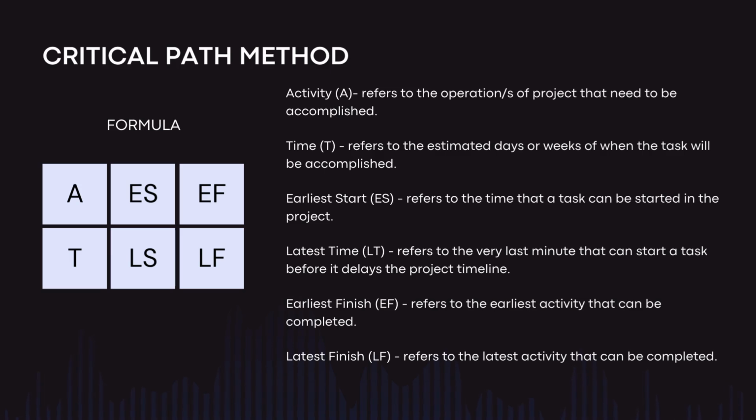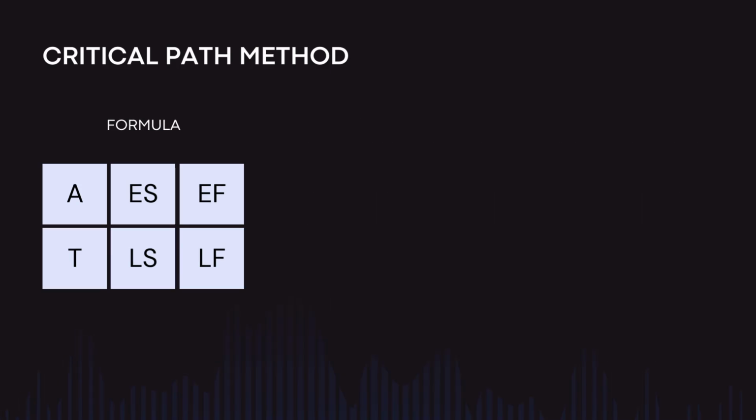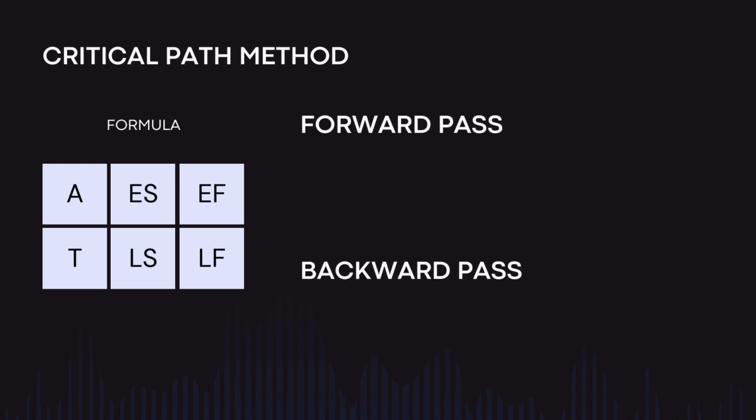This critical path formula has two parts. We will be performing forward and backward passes, which was already mentioned a while ago. Forward pass is a process to determine the early start or early finish time of the activity, while backward pass is to determine the late start or late finish time of the activity.